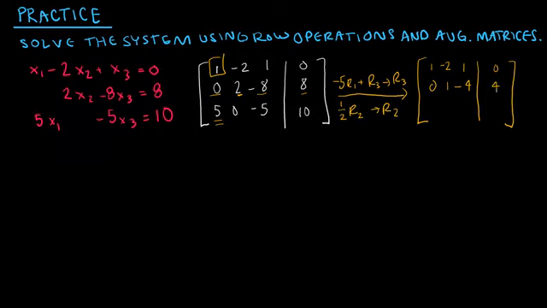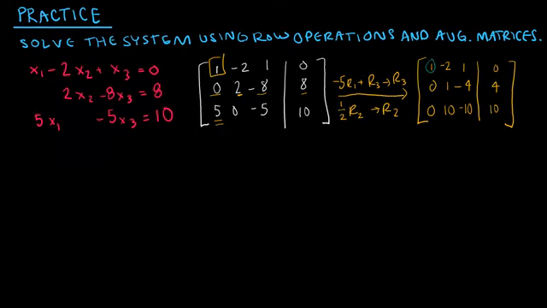And then the negative 5 row 1 plus row 3. So negative 5 times 1 plus 5. Negative 5 times negative 2 is 10 plus 0. And then negative 5 times positive 1 is negative 5 plus negative 5 is negative 10. And then negative 5 times 0 is 0 plus 10 is 10. So that was a good first step, or first two steps, I guess, since I cheated just a little bit.